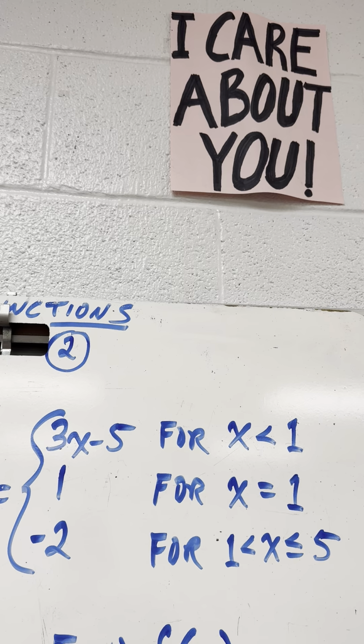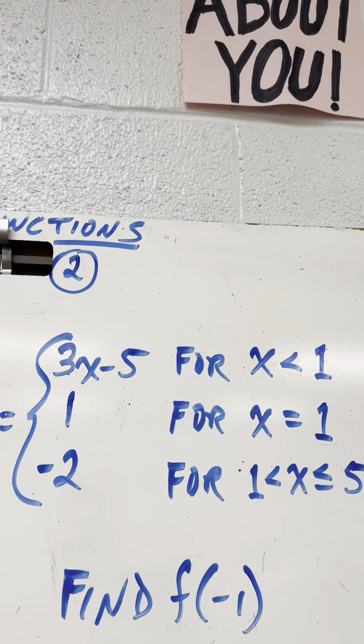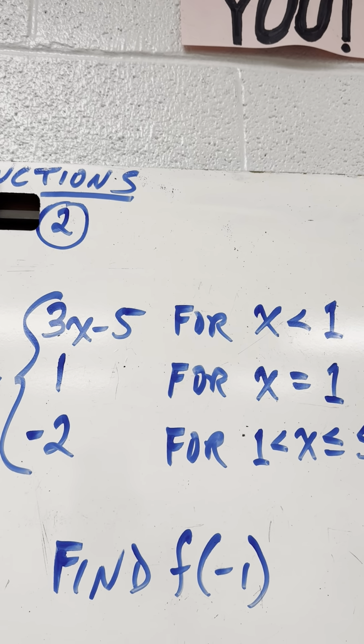f of x equals 3x minus 5 for x is less than 1; 1 for x equals 1; negative 2 for 1 is less than x is less than or equal to 5. Find f of negative 1. That's going to be here where x is less than 1, so it's 3x minus 5. I'm going to put negative 1 in for x. 3 times negative 1 is negative 3. Minus 5 is negative 8. Done.